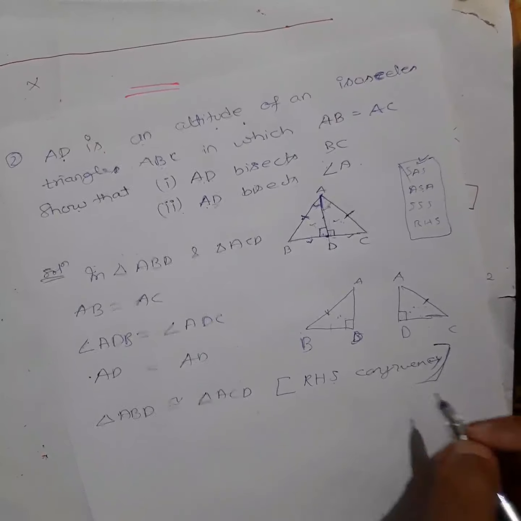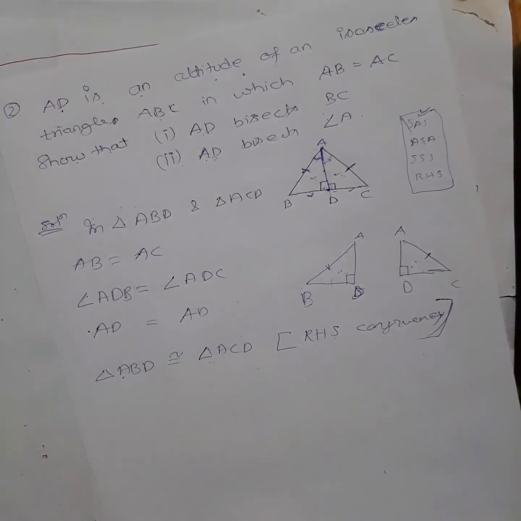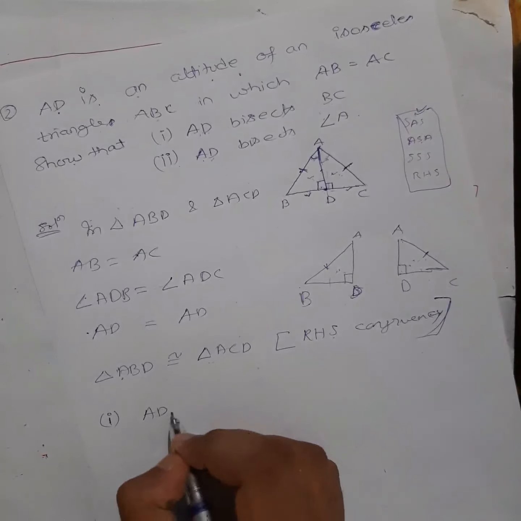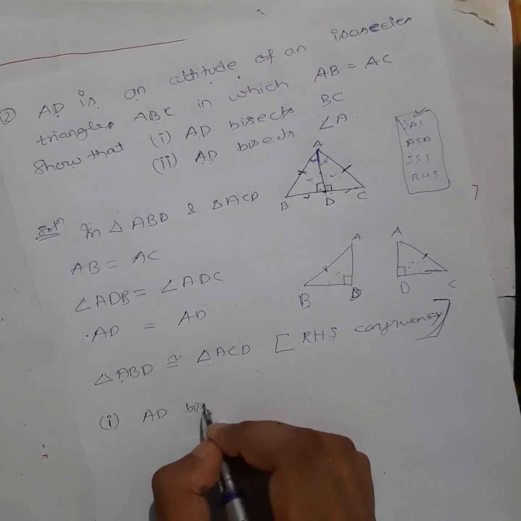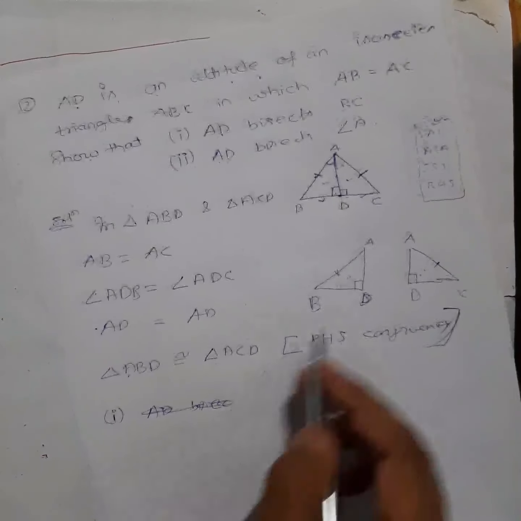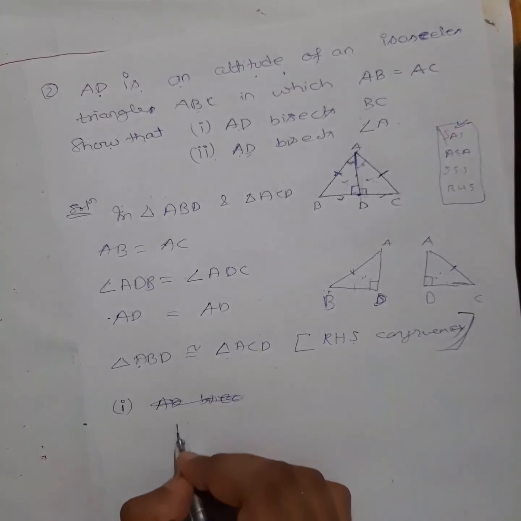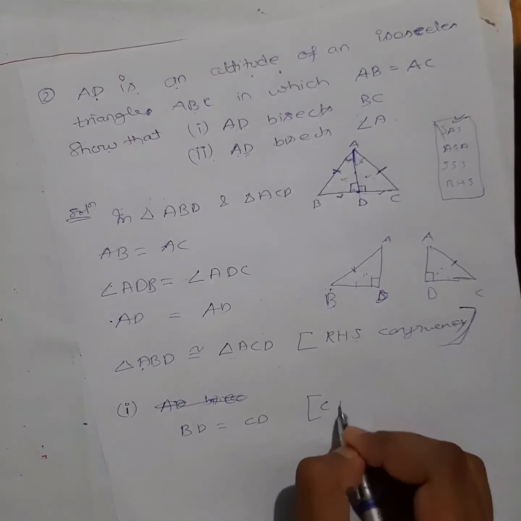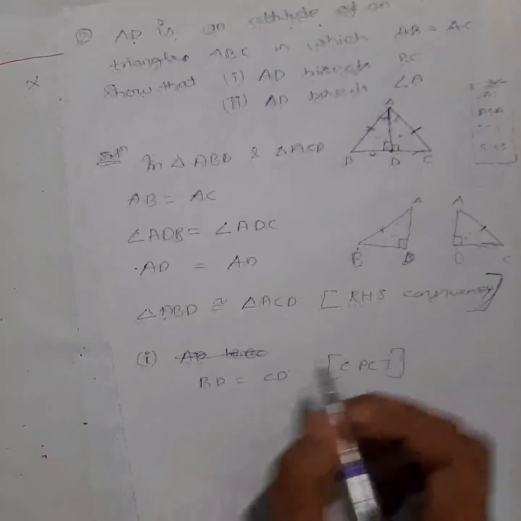Okay, with this property I have shown that these 2 triangles are congruent. So once they are congruent, number 1, directly I can write AD bisects, or you can write number 1, BD is equal to CD. BD is equal to CD. Why? CPCT, corresponding parts of congruent triangles.